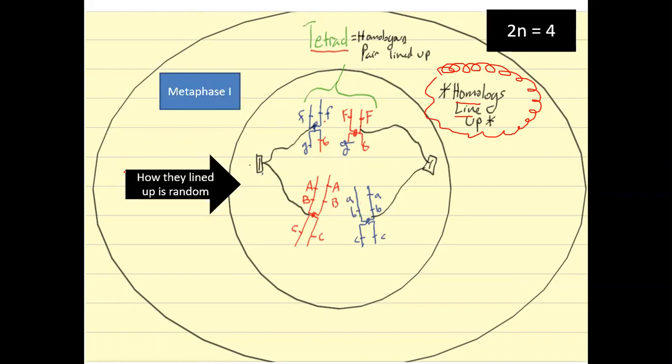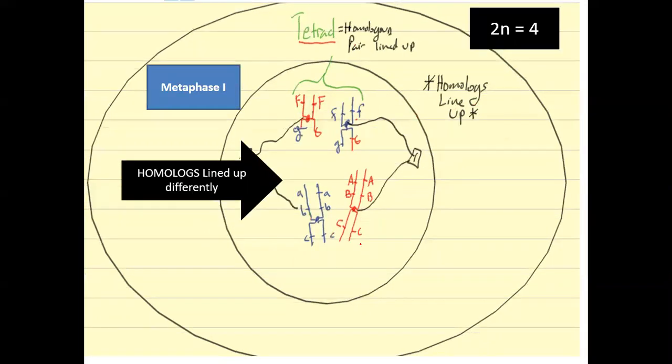Now, how they line up is random in the sense that I could have had the red on this side, but I could easily have exchanged these two. These two could have been flopped. Same thing as these two. I could have had 2 blue and 2 red. Okay, so that's what I'm showing you with these two pictures, right? It could line up like this, or they could line up like this. Both are okay. The only thing that wouldn't be okay is if I had this chromosome lined up with the F and the G, that would not be okay. So just know that when we say homologs line up, that's what we're talking about.